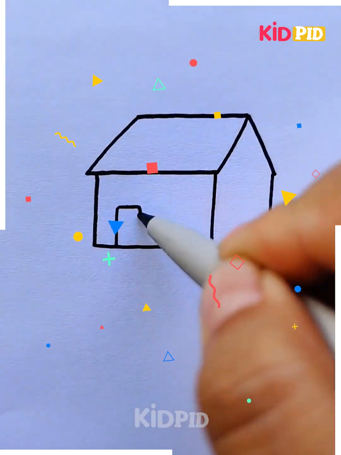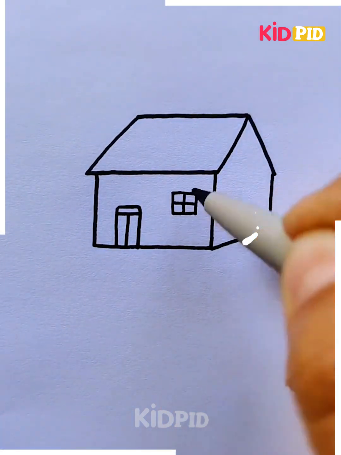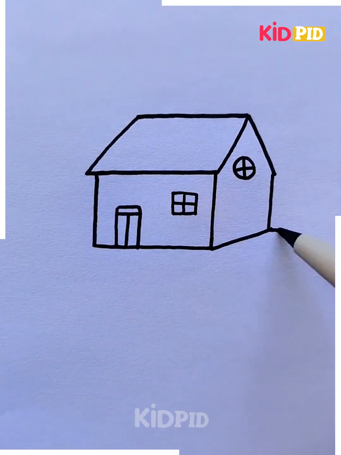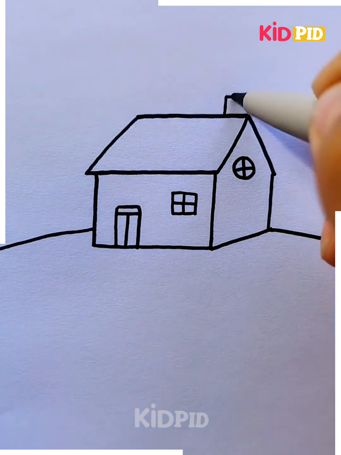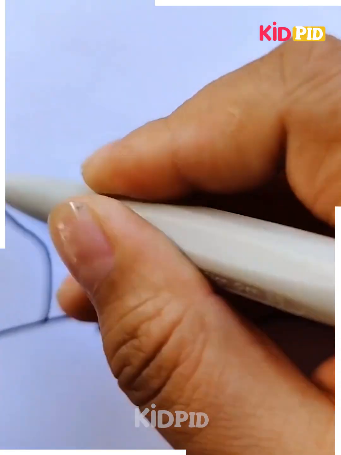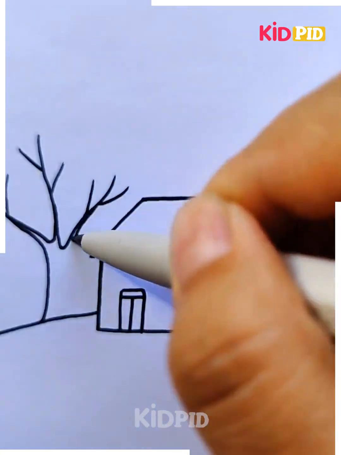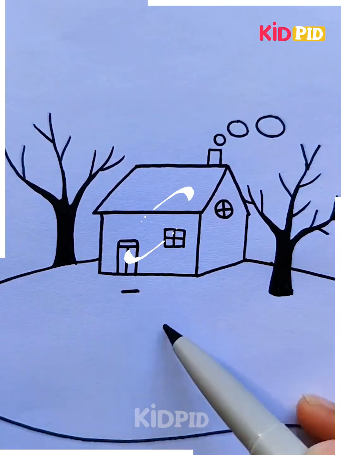So a door is being drawn. You know, a house is very important for every human being to live on earth. So without a house we can't do anything. So here the house makes a major part of our role in our life.